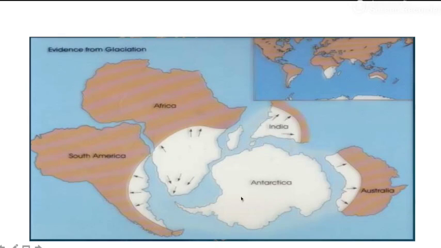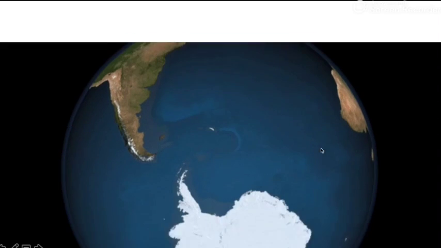Look at this once again, Antarctica. You can see this white one is Antarctica. India is going away from Antarctica. Australia is also going away from Antarctica, Africa and South America. So earlier this was one, and which was known as Gondwana. Please note down Gondwana. So earlier we were one and we were known as Gondwana. After some time, you can say 175 million years ago, Gondwana started breaking. This is because of continental drift.